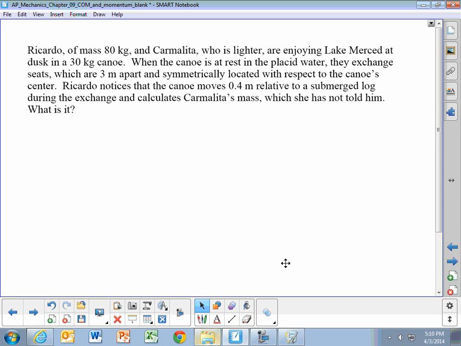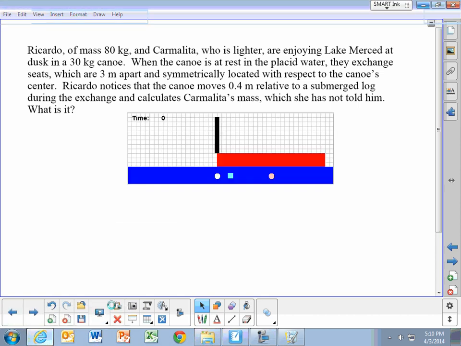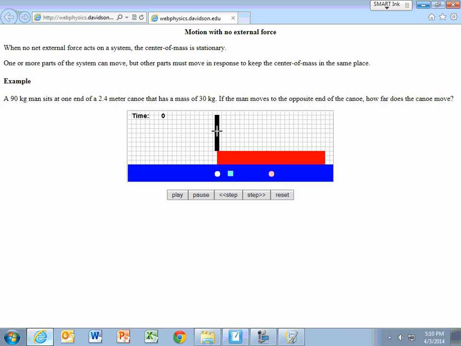Okay. In this problem, we have two people in a canoe, and they're going to be exchanging places. And so first, to kind of see what's going to happen, there's an animation that's similar to this that I want to look at. So here, you have to use your imagination a little bit, but we have a man standing on one end of a canoe, and then this red object is the canoe. And so right here, we can treat the man as just all of his mass concentrated at this point. We're looking at just his x coordinate.